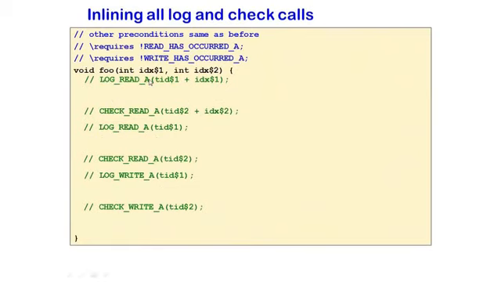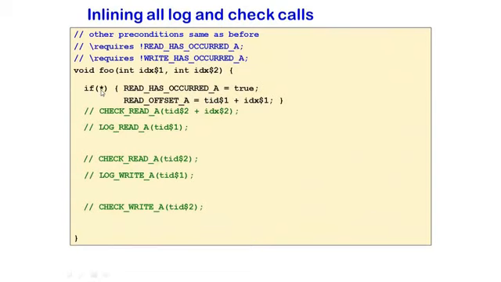So we've got a log read A with the parameter tid1 plus idx1. So what this becomes is non-deterministically decide whether or not to log this read. And if we do decide to, set read has occurred A to true and read offset A to tid1 plus idx1. Then there's a check read A, and we're checking thread 2's read.